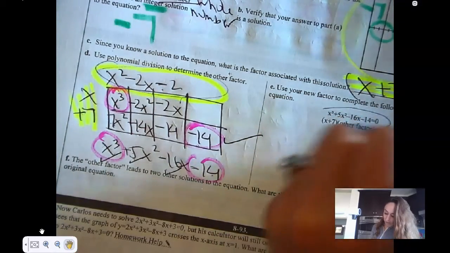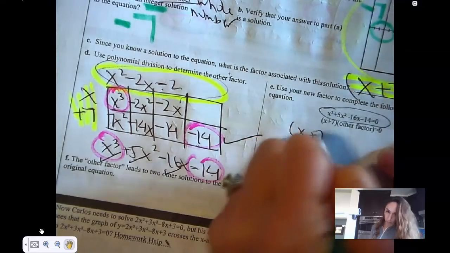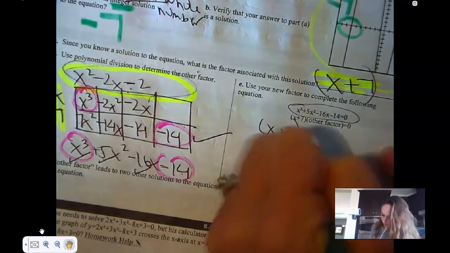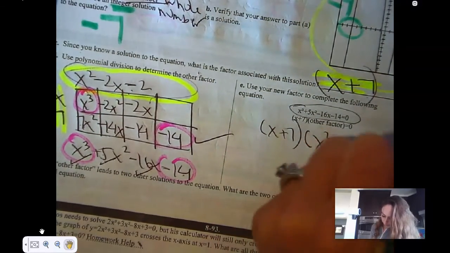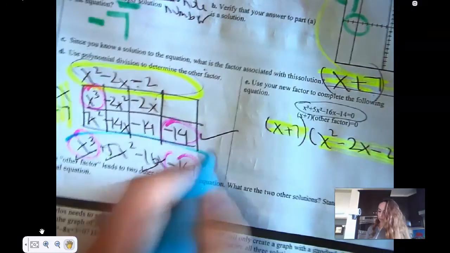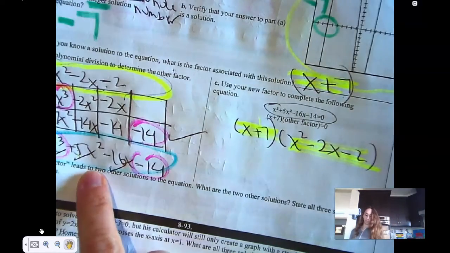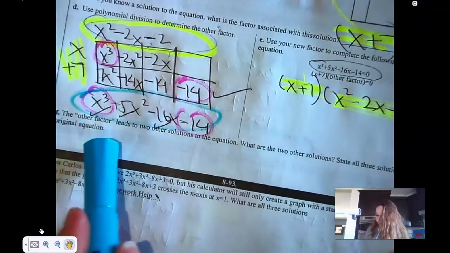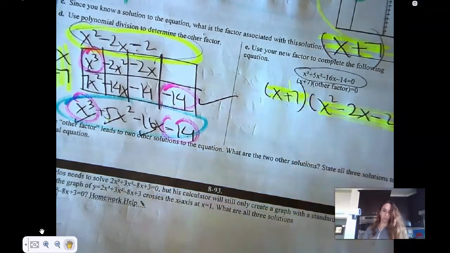If I was factoring this, one of my answers is x plus 7, and the other one is x squared minus 2x minus 2. So yellow times yellow gives you this answer right here. So if I went this times this and I boxed it out, I should get that. Okay? Then it says the other factor leads to 2 other solutions. What are the 2 other solutions?